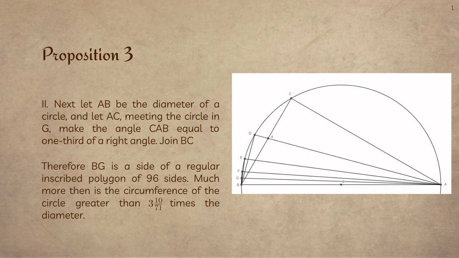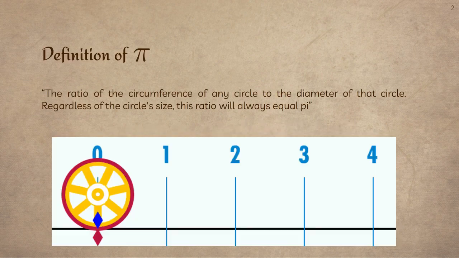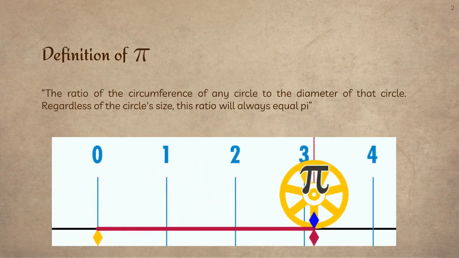But now we have to ask ourselves the question: how do we calculate pi today? Well, you might be wondering, why am I talking about pi? Well, pi is the ratio of the circumference of any circle to the diameter of that circle. Regardless of the circle size, this ratio will always equal pi. So if you remember what he was talking about before, that is exactly what Archimedes was defining. He was defining the ratio of the circumference of any circle to the diameter of that circle.